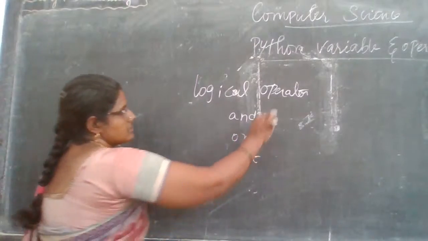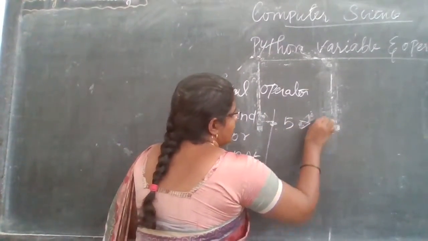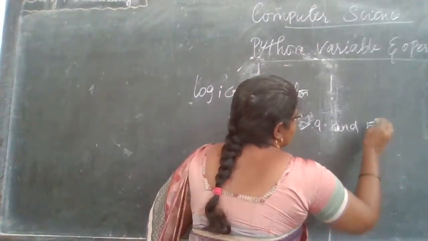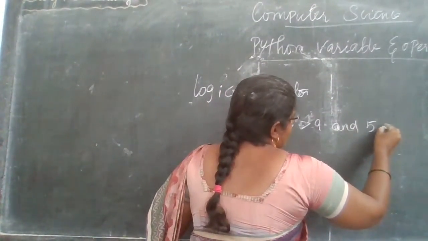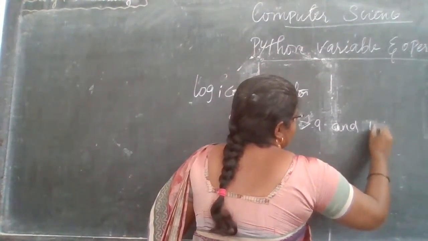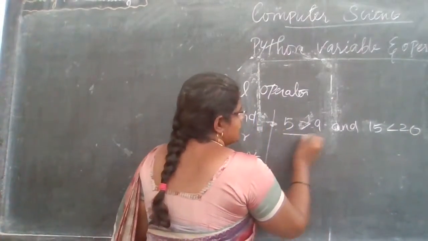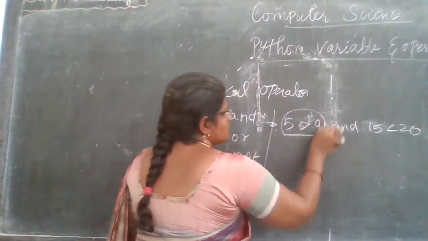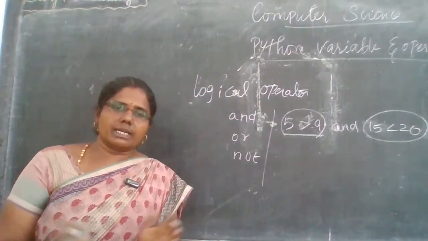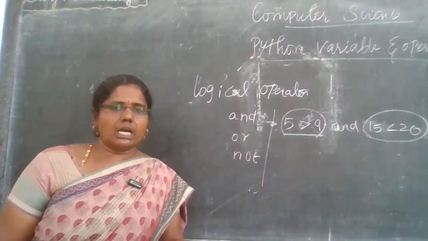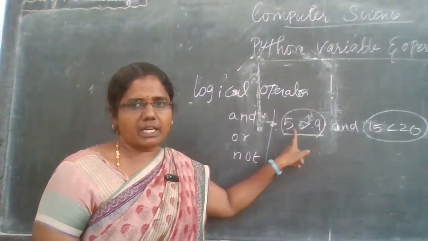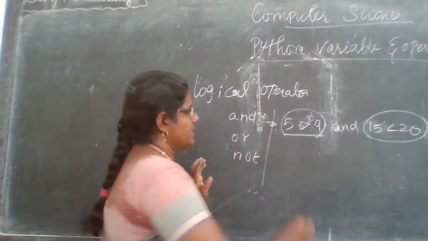For example, 5 greater than 9 and 5 less than 15 less than 20. First, it evaluates the first expression. Here we are using two relational expressions. If you want to combine more than one relational expression, that time you use logical operators. First condition, 5 is greater than 9. True or false? False, because 5 is not greater than 9. So it returns the value false.